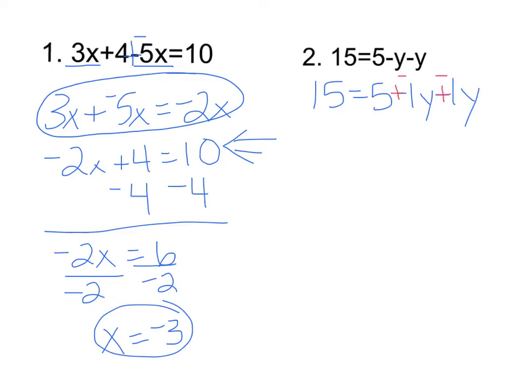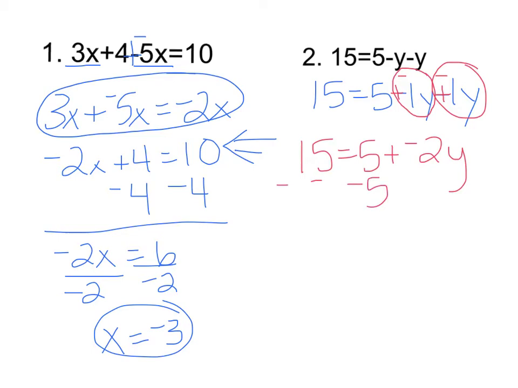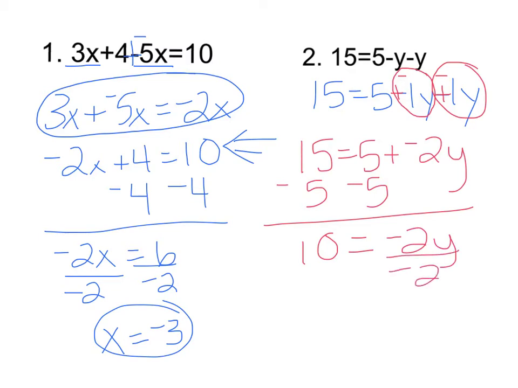Once again there's no distributing, so we're just going to combine our like terms, which would be negative 1y and negative 1y. So 15 equals 5 plus negative 2y. Now we have a problem just like yesterday. We want to get rid of the 5 first, so subtract it because it's positive. That gives me 10 equals negative 2y. Make sure you carry the negative down with the 2. Divide by negative 2. Negative 5 equals y.